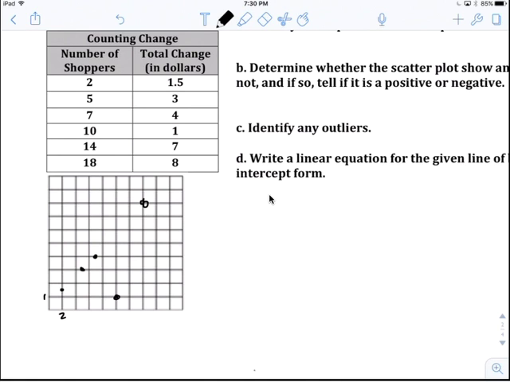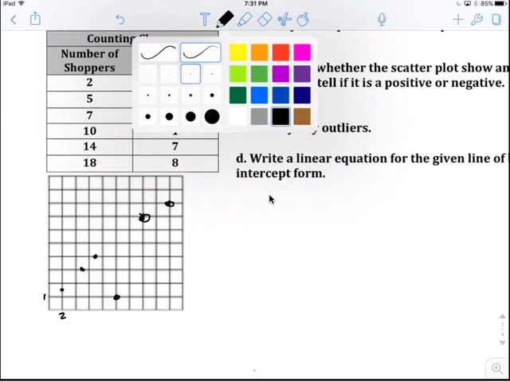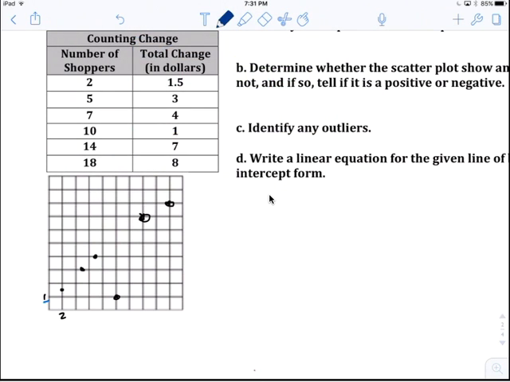14 and 7 is here. 18 and 8, it's right there. So you would draw your line of best fit to include as many as possible.